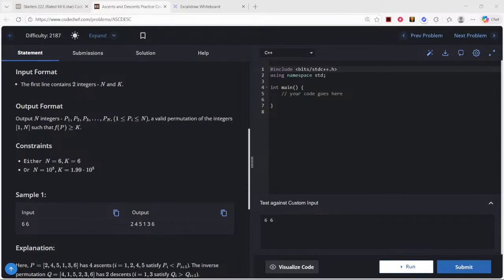We get a point if P_i is less than P_{i+1}, right? So let's say this is the ith index, this is the i plus 1 index, and the value of P_i. If P_i is less than P_{i+1}, we get 1 point, right? And the second condition is if Q_i is greater than Q_{i+1}, so it's like this, i plus 1, right? Then we will get one more point.